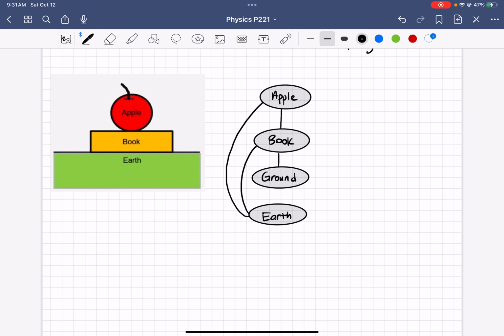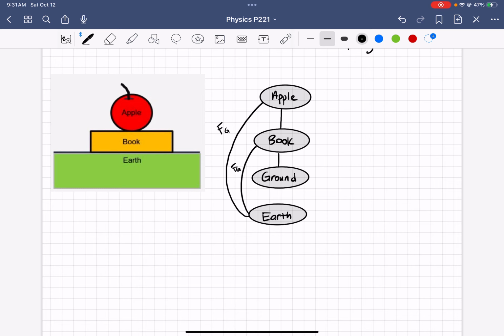Between the book and the ground, that's a case where we have two surfaces in contact, so I would call that a normal force, the book and the ground sort of pushing against each other. So I could label that F sub n for normal force. And then likewise with the apple and the book, we have two surfaces that are in contact, so I could call that a normal force as well.